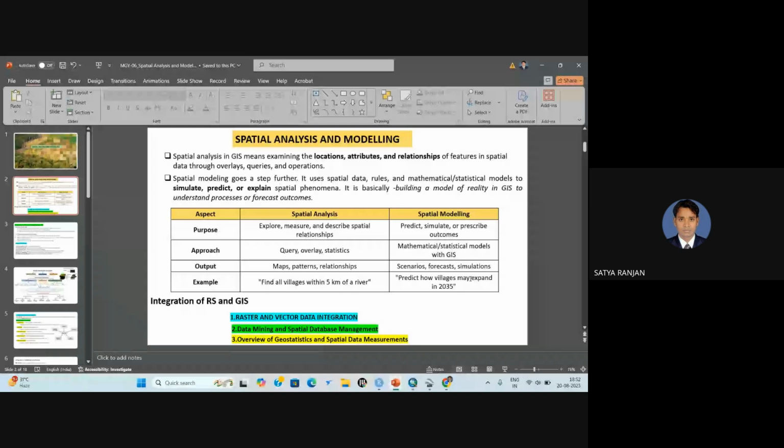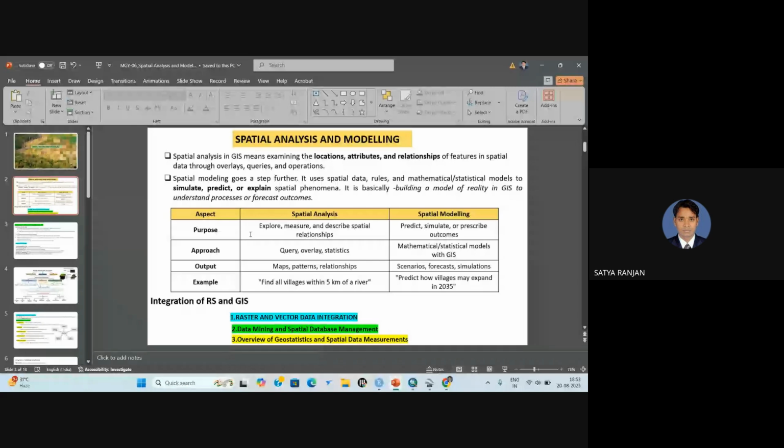So spatial analysis and modeling are very much useful for research publications. These two are very much integrated and give good output. Some purposes of spatial analysis are exploring and measuring. In the Google Earth image also we can measure, then describe spatial relationships. And spatial modeling predicts future growth or future estimations, then simulates and prescribes some outcomes.